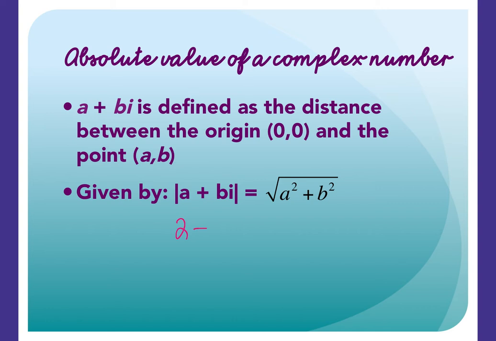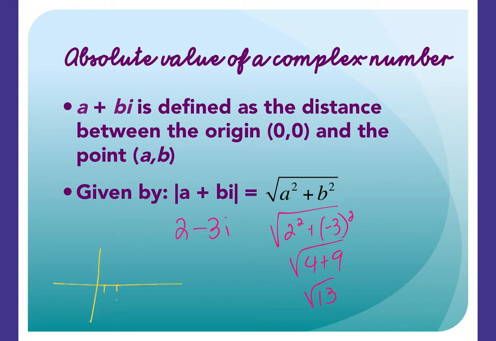So again, if I had 2 minus 3i, I would get the square root of 2 squared plus negative 3 squared, square root of 4 plus 9, and this would be square root 13. So the absolute value would be square root 13, which is just the distance between the origin and that point. If you think about it, if I had mapped this, the distance looks just like the vector. The length of the vector is the magnitude. We use the same formula for that reason.